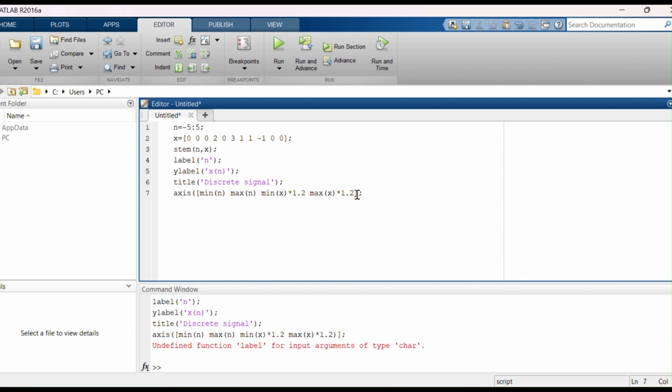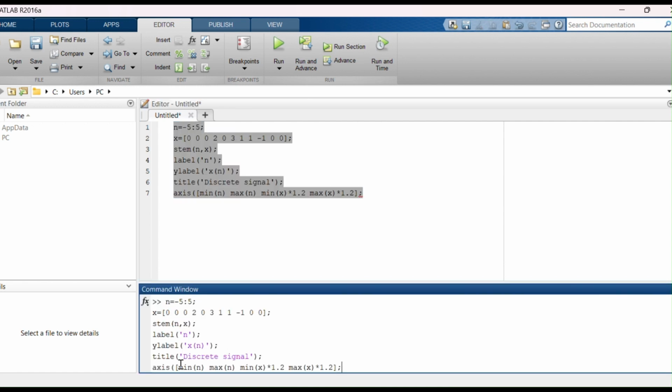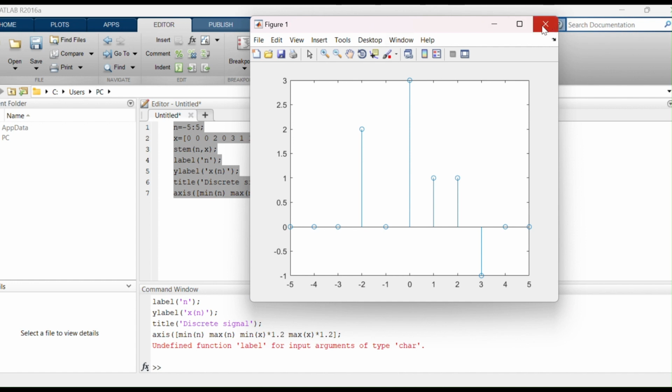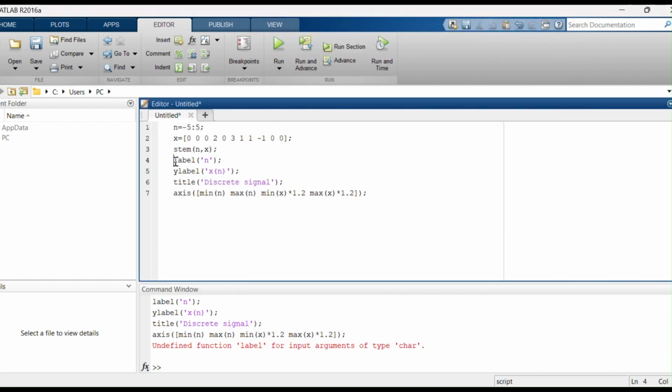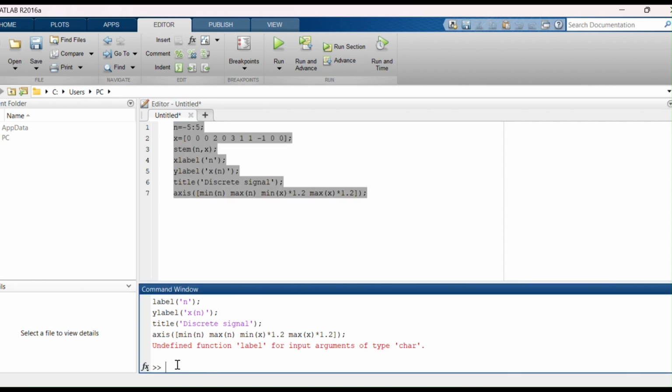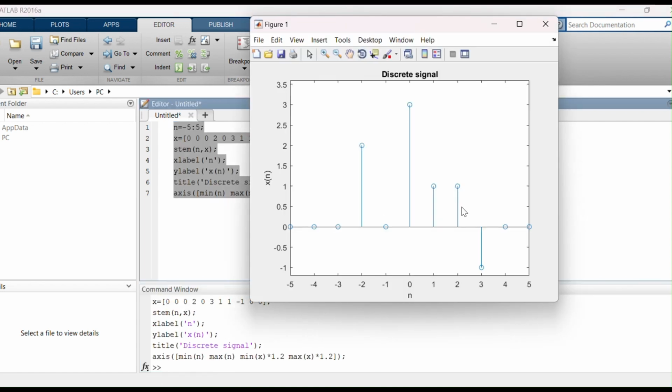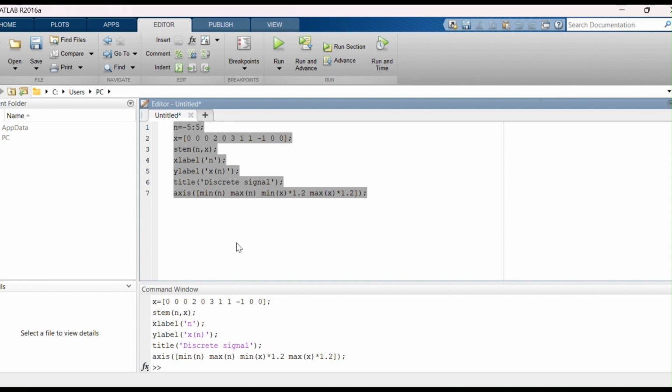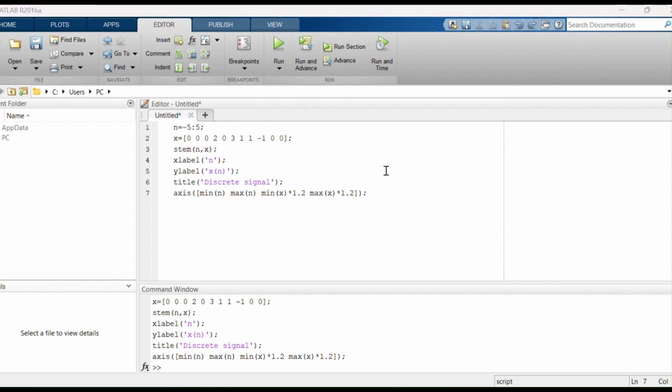The bracket. Okay, I forgot to write the x label here. And here it is. Okay, this is the x of n. Now I want to make u of 2 minus n, the unit step of 2 minus n. Let's type it.